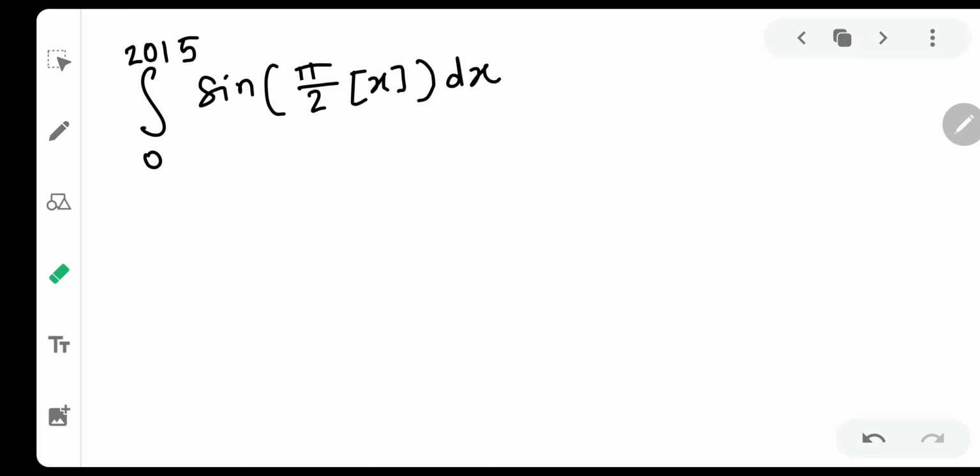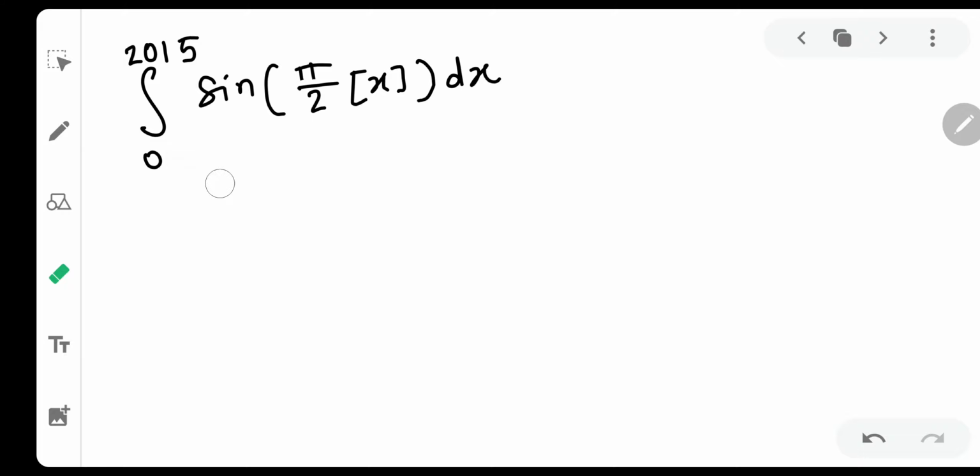Now today one of our students has asked us this very interesting question. The question is the integral from 0 to 2015 of sine of pi by 2 times GIF of x dx. Okay, so better than doing this question by the integration method, we will understand it by the area method.